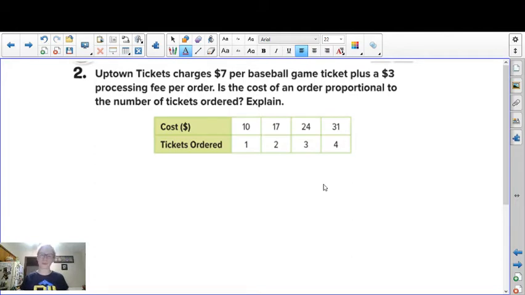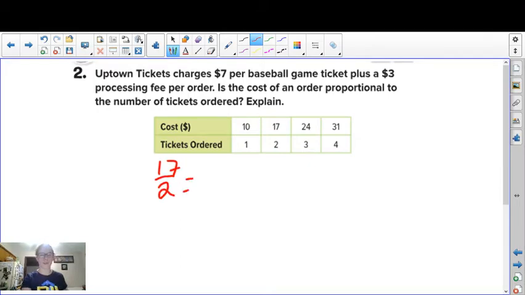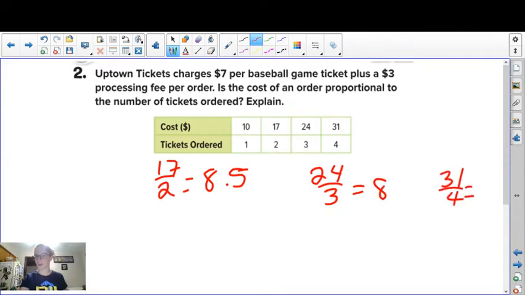To determine equivalent ratios, they have to reduce to the same value. So 10 over 1, well, that one can't reduce any farther. 17 divided by 2, however, gives me 8.5. That's not 10. Well, what about 24 over 3? That just gives me 8. 31 over 4 gives me 7.75.